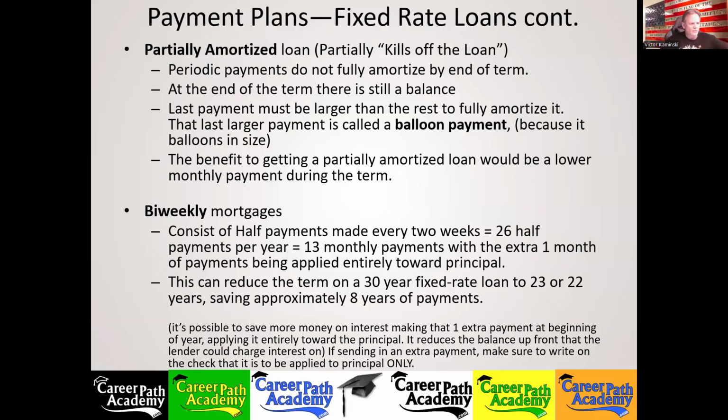If you made that one extra payment at the beginning of each year, instead of saving it up little by little, you save even more. Why? Because you're lowering the balance that they could be charging you interest on. So it kills off that loan quicker.